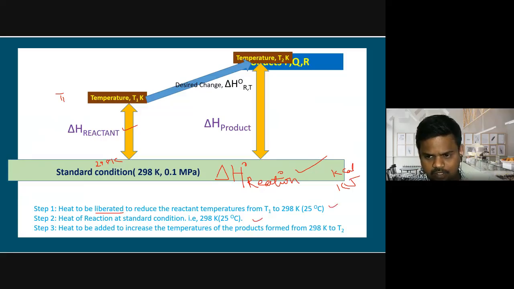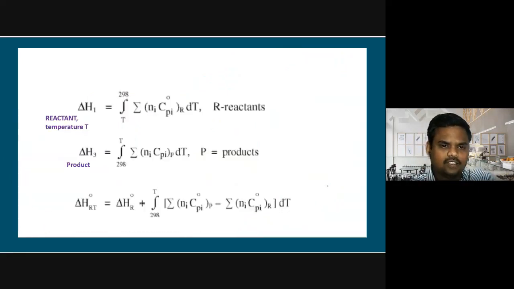Third step is heating the products from the temperature of 298 Kelvin to T2 Kelvin. So that will be how much heat needs to be added, raising the temperature of the products from 298 Kelvin to T2. How to calculate the delta H of the reactants? If there are i components, and Cp i is the specific heat capacity of the ith component, then its number of moles multiplied by Cp i of the compound into dT. So we can calculate by doing the summation.